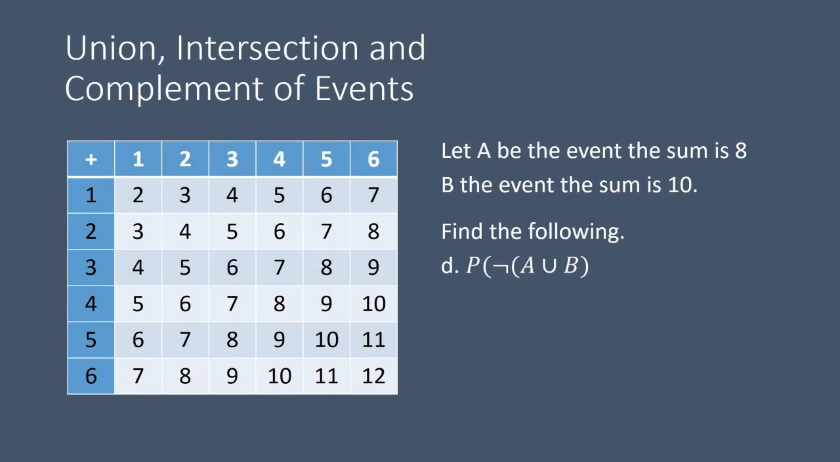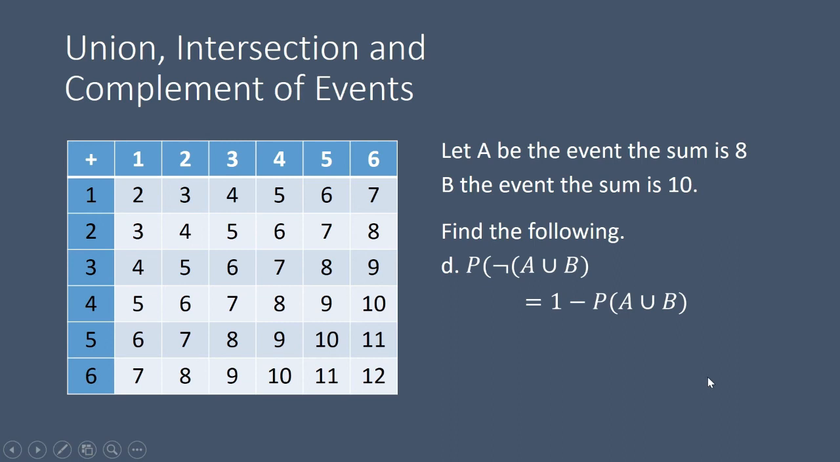How do you interpret this? Not A union B. It is the event when the sum that appears is neither an 8 nor a 10. And again, we can compute it in two ways. We can count how many outcomes there are when the sum is neither an 8 nor a 10. So you can count it: 1, 2, 3, 4, 5, 6, 7, 8, 9, 10, 11, and so on and so forth. Or you can do it using your probabilities for the complement.